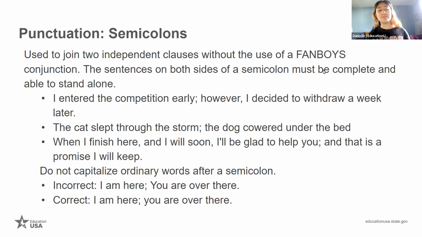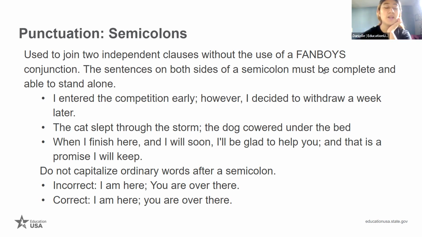Last one, this one's a little hard, all right? When I finish here, and I will soon, I'll be glad to help you. And that is a promise I will keep. Okay, what? Okay, they use "and." First of all, this is an example from Khan Academy. It's a little sus, but I'll explain to you guys. Because I just said no FANBOYS, and you know what you guys see here? You guys see "and."